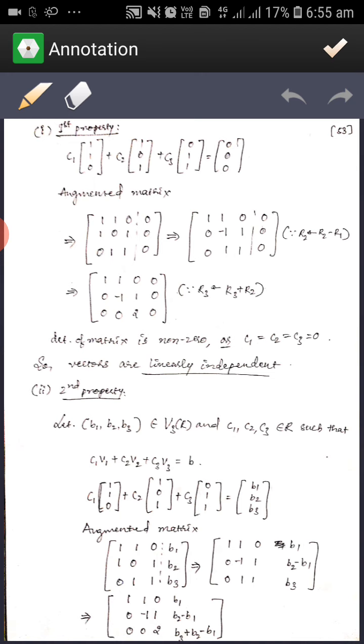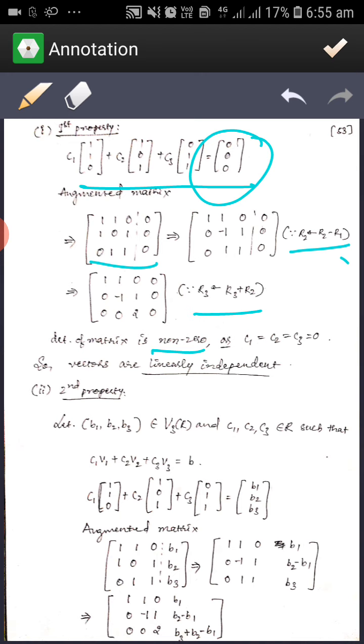So here, for the first property, we take the 0 vector, form the augmented matrix, and do the row operations. Here the determinant is non-zero, so we can say that c1, c2, c3 are all 0. Because of that, we can say that they are linearly independent.